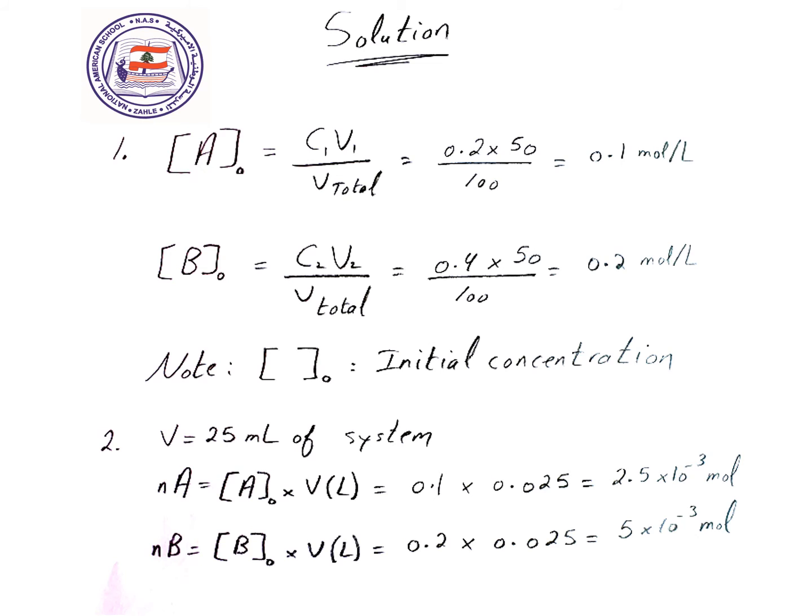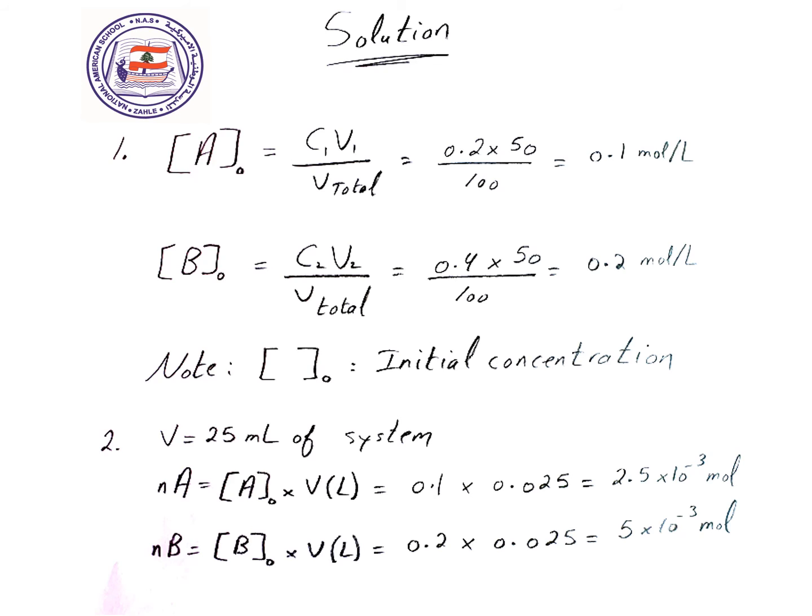Now let's explain the solution of part 2. They said that they took a volume of 25 milliliters from the system. Remember that the system has a volume of 100 milliliters. So they took just 25 milliliters from this reaction system and they requested that we calculate the number of moles of A and B in the 25 milliliter sample of the reaction system, which has a volume of 100.